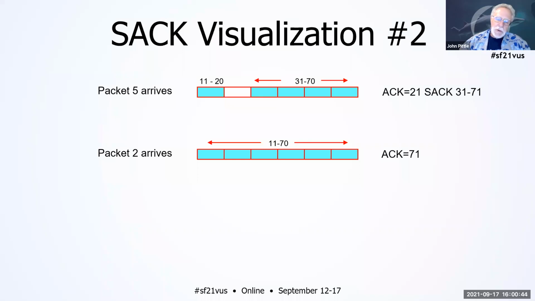When the sender receives this ACK equals 71, he can flush his retransmit queue. He no longer has to hold on to those packets because the receiver has declared, hey, I've received those. I've received everything in order. So it's a wonderful thing.